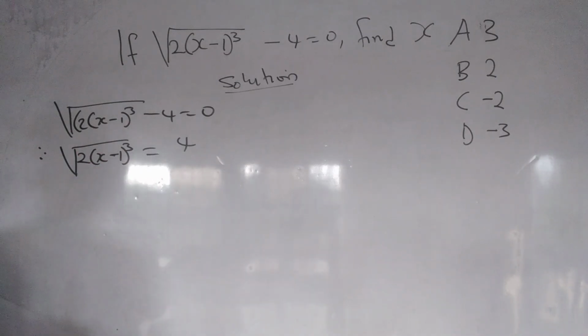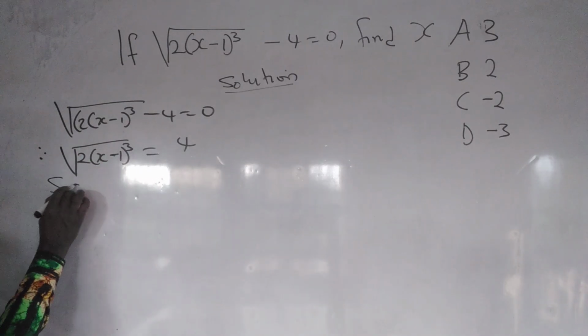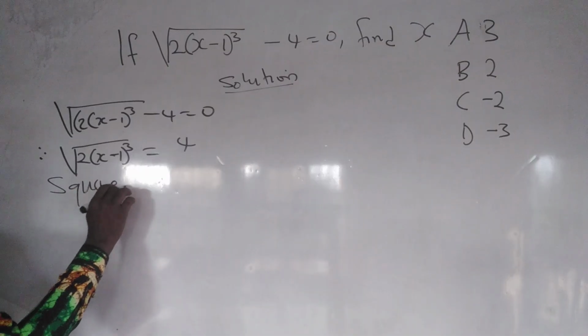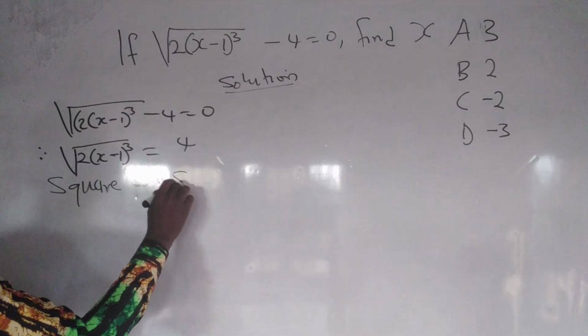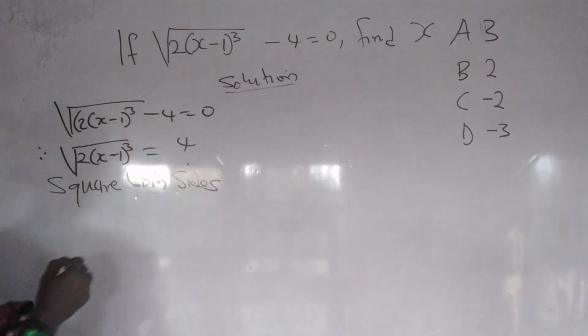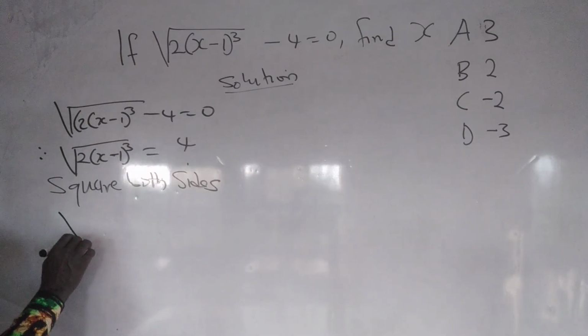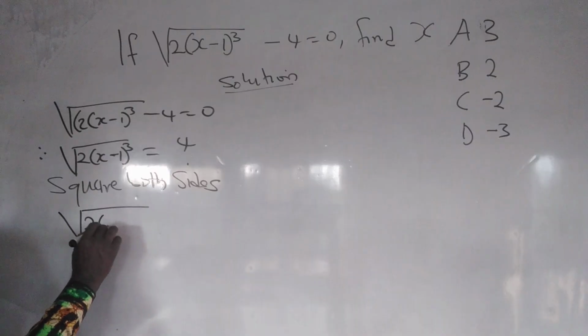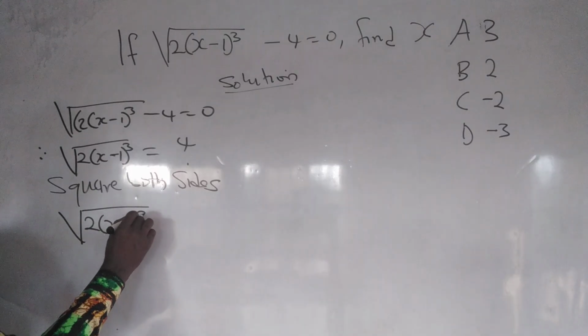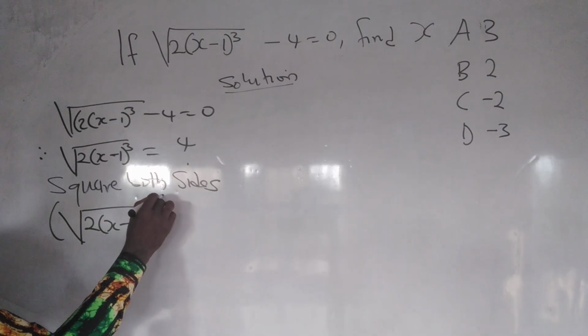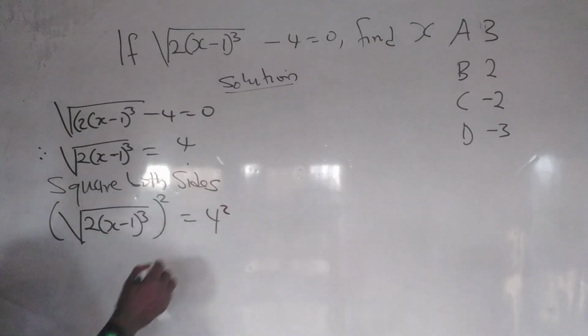So what is the next step? The next step is to square both sides of the equation. Why do you have to square both sides of the equation? To be able to remove this root sign. So if we do that, we will have the whole of this squared is equal to 4 squared.